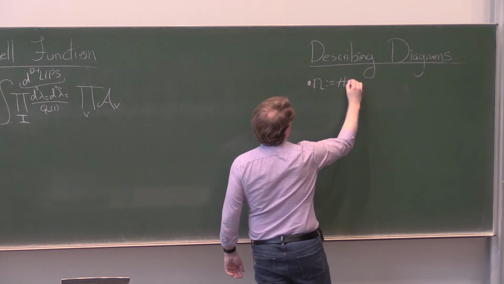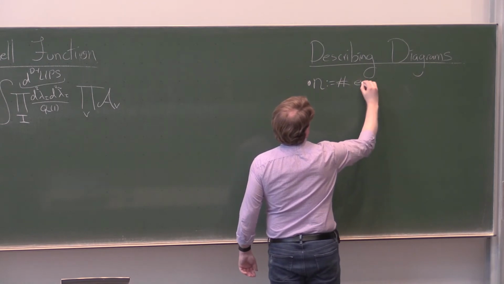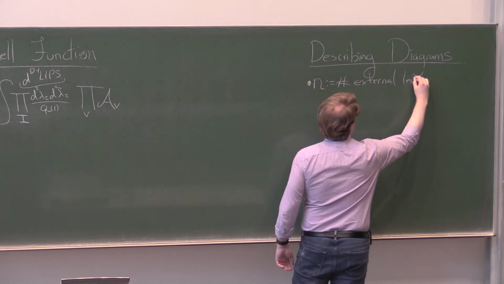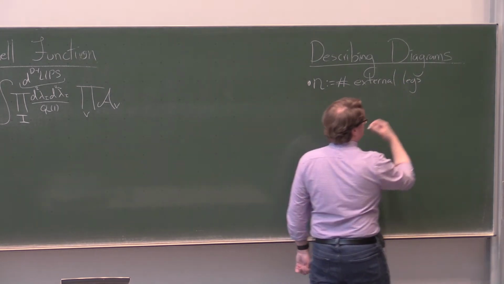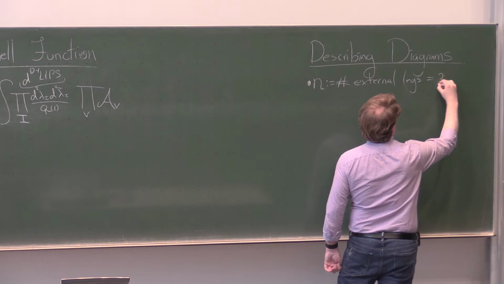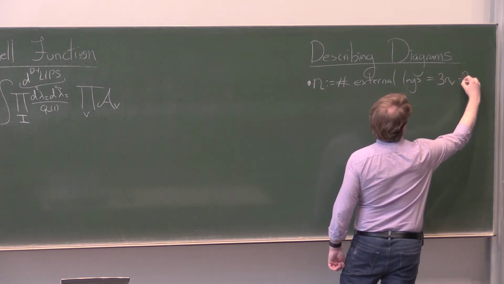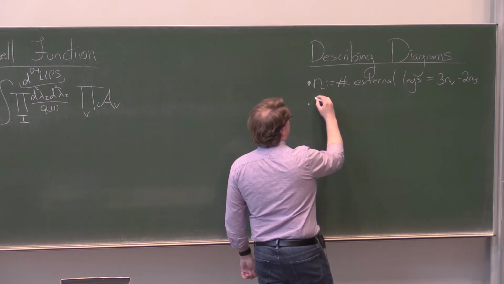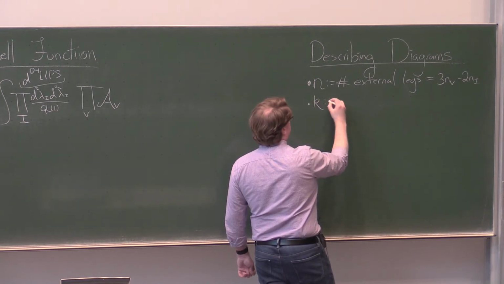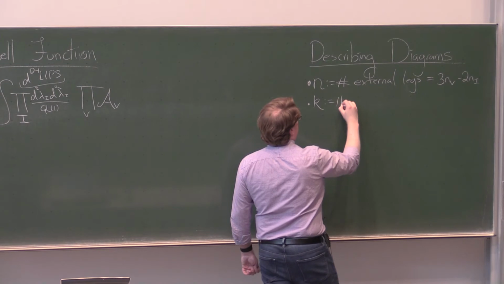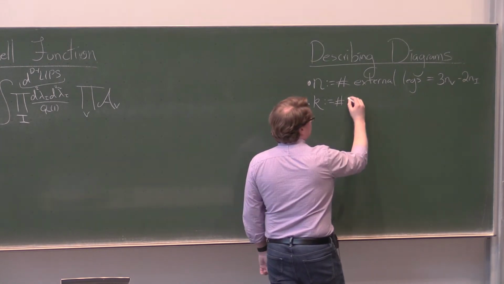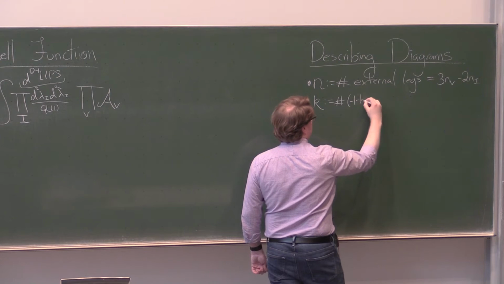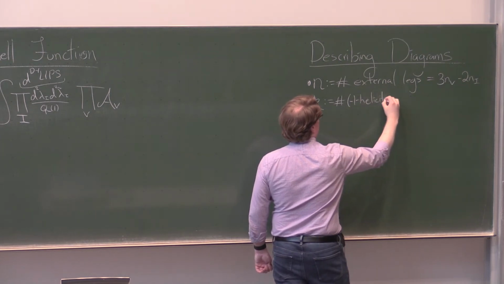N is the number of external legs. Okay, and for these trivalent graphs, this is 3 times the number of vertices minus 2 times the number of internal edges. Okay, there's another very important characteristic for all of these graphs, which is k, and in terms of Yang-Mills pictures, it's the negative number of minus helicity gluons.